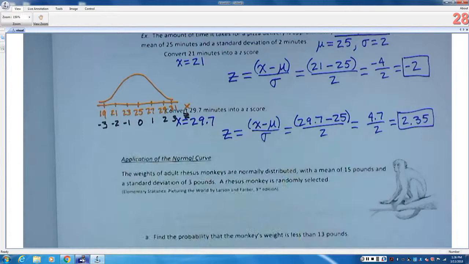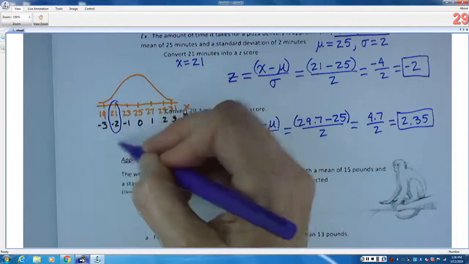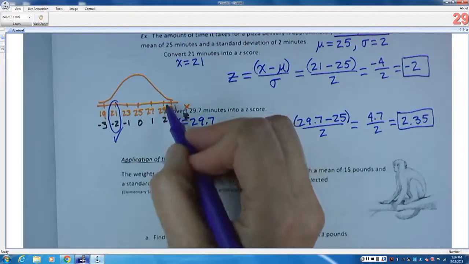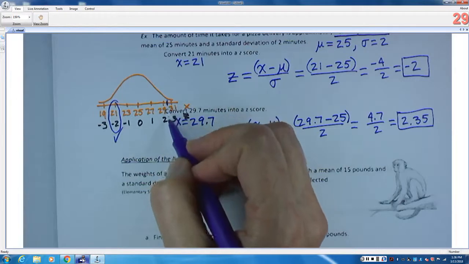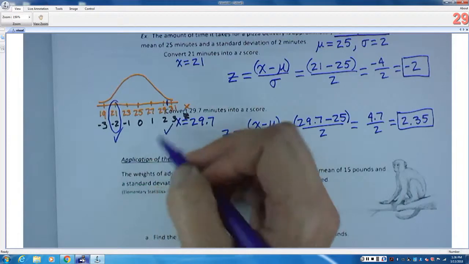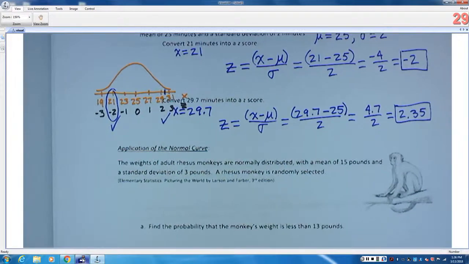So do our answers make sense? When we converted 21 to a z-score, we got negative 2. That makes sense. When we converted 29.7, that's a little less than halfway between those, we got 2.35. That made sense also. Okay, so that's how you convert. And so we'll just finish this page up and quit.